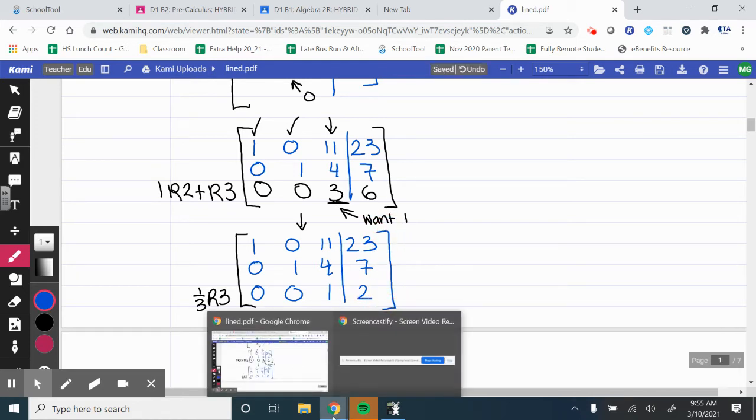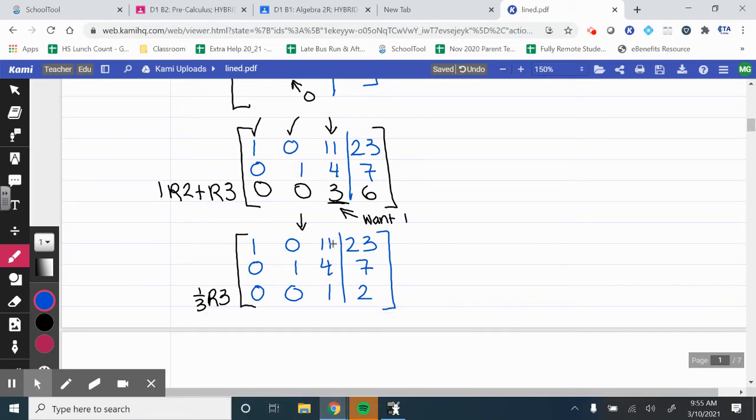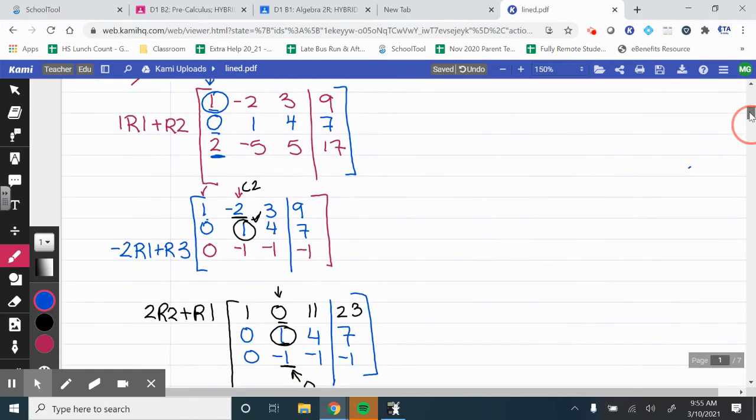Okay, so now, again, we are looking at this column right here, column 3. We have our lead 1. Now I need to get zeros above that. There's nothing below it. So I am going to come up to the top to continue.